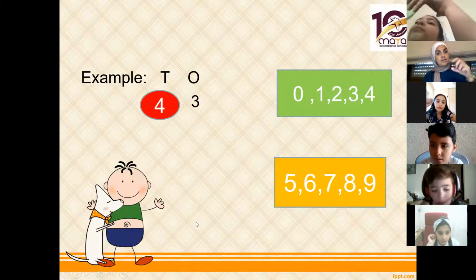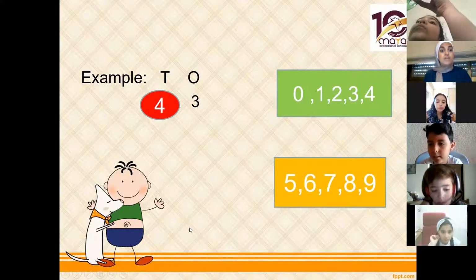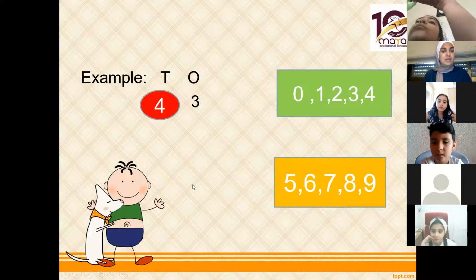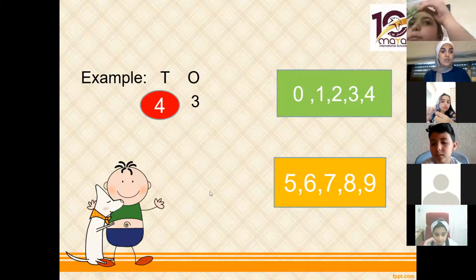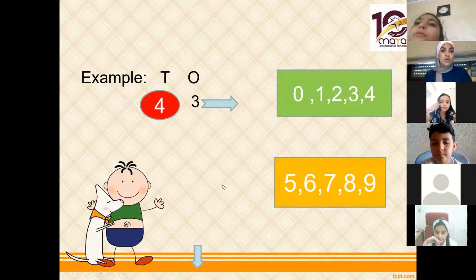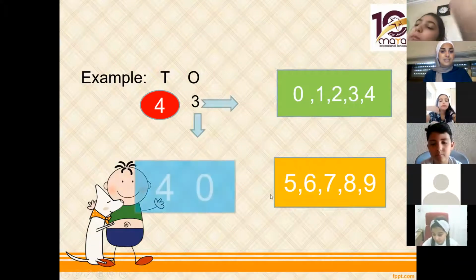The smaller 10, yes, Habibi, the smaller, because we have less than 5 in the ones. So the smaller 10 is what? 40.